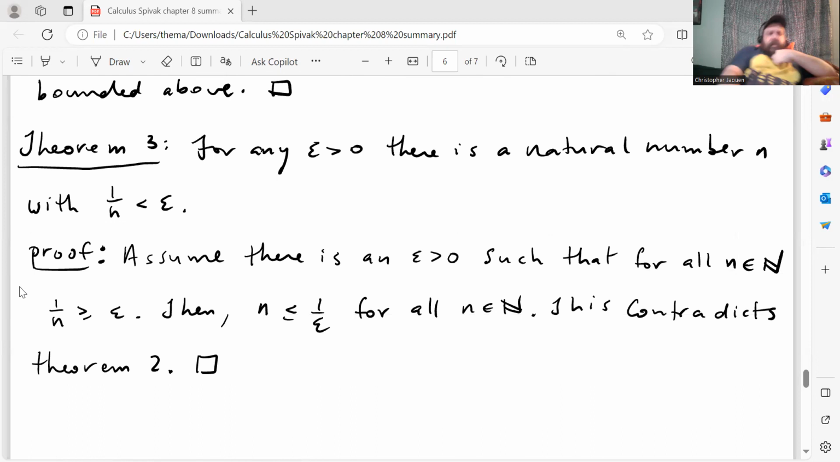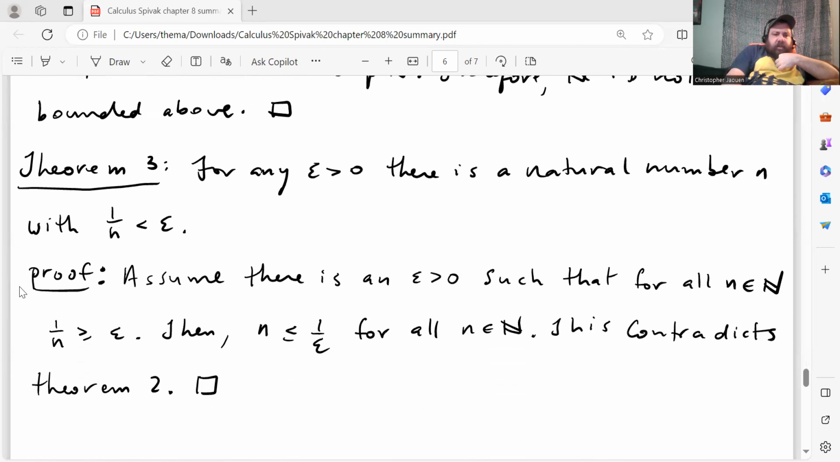Okay, I think this is the last thing in chapter 8. So theorem 3, for any epsilon greater than 0, there's a natural number n with 1 over n less than epsilon. And here's the proof. Assume there is an epsilon greater than 0, such that for all natural numbers n, 1 over n is greater than or equal to epsilon. So in other words, I'm doing this by contradiction, so I'm just assuming the negation of the statement above. Then n is less than or equal to 1 over epsilon for all n in N, but that contradicts the theorem that we just proved above, that there is no upper bound for the natural numbers. All right, so therefore it has to be true.